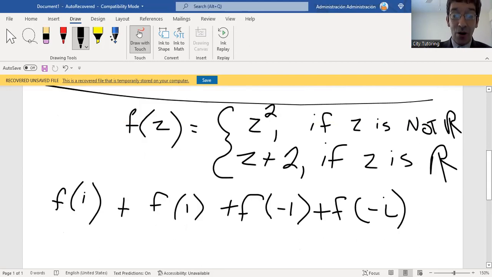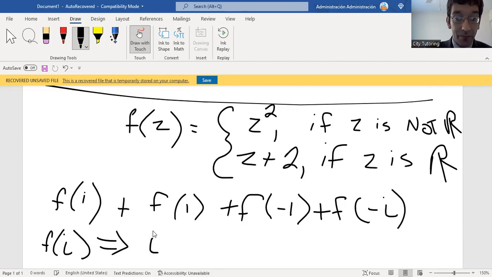Well, in this case you've got a couple things going on here. You should know by now that i is not a real number. That's why we call it an imaginary number. It's the opposite of real. So because i is not a real number, you have to use z squared. So that means i squared. If you're familiar with imaginary numbers, you know very well that i squared is negative 1. So f of i means i squared, which is negative 1.